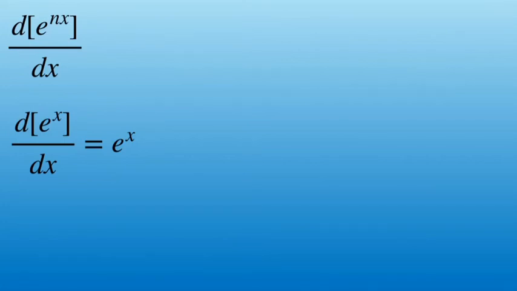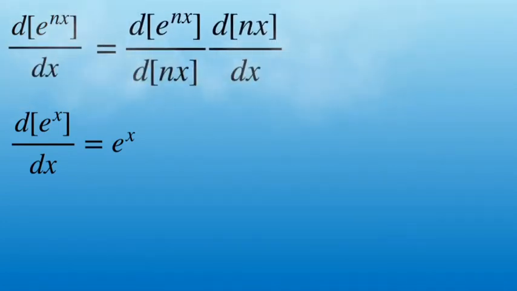So now we can actually use the chain rule here. This is like our first application of the chain rule here. And we can write it as this, right? So the derivative of e to the nx with respect to nx times the derivative of nx with respect to x. Well, we know that this is n, right?